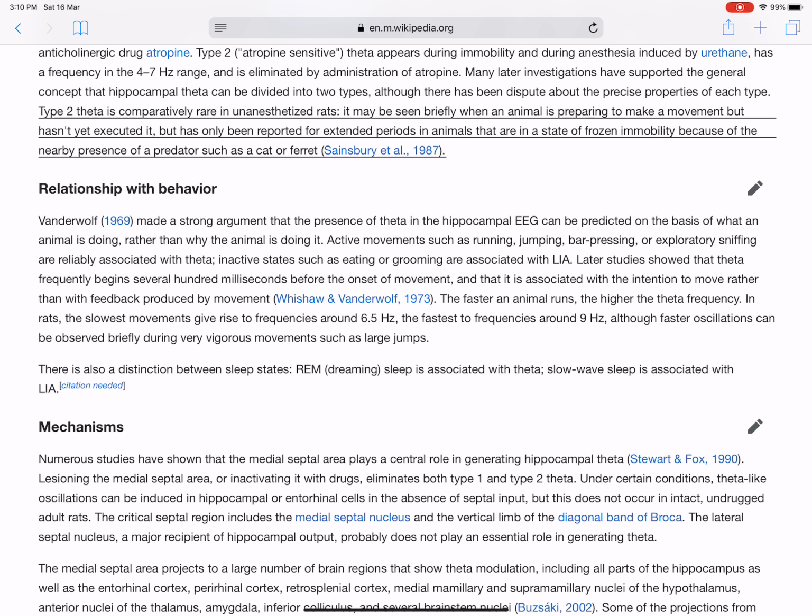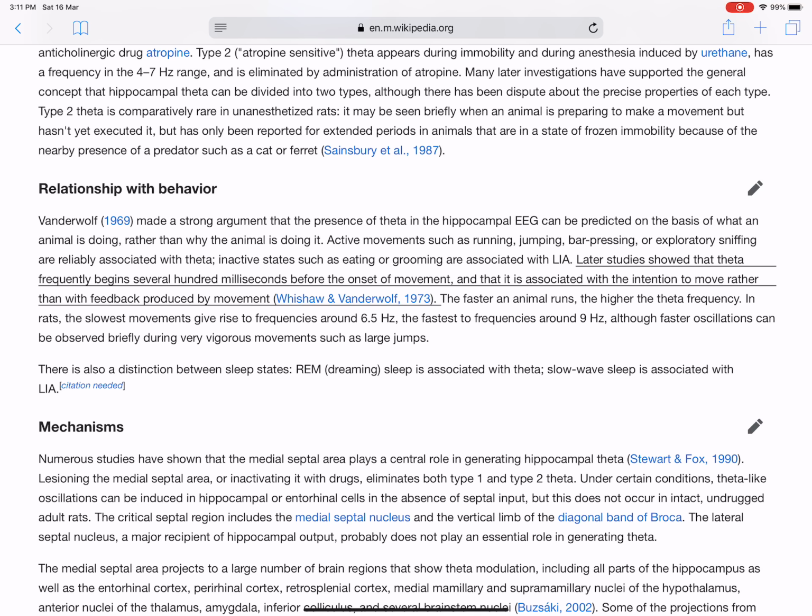Later studies show that theta frequently begins several hundred milliseconds before the onset of movement, and that it is associated with the intention to move rather than with feedback produced by movement. (Whishaw and Vanderwolf, 1973.) The faster an animal runs, the higher the theta frequency. In rats, the slowest movements give rise to frequencies around 6.5 Hz, the fastest to higher frequencies, although faster oscillations can be observed briefly during very vigorous movements such as large jumps.